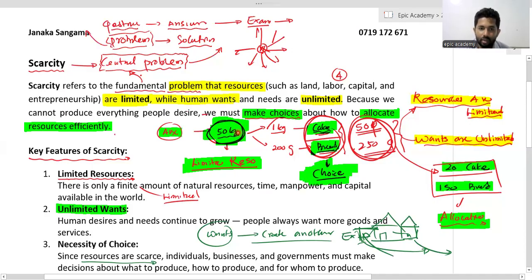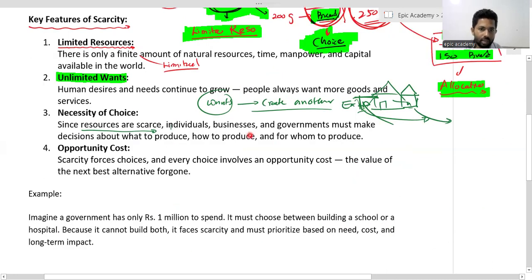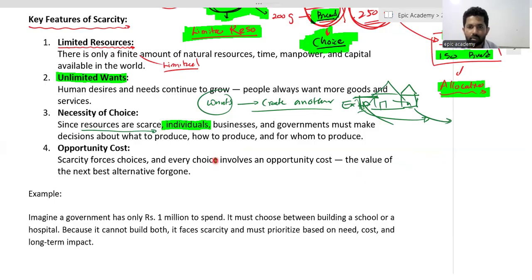If resources are unlimited, you can produce anything without considering anything else, isn't it? If you had an unlimited amount of flour, then you could produce anything. Unfortunately, you can't do it. So for an individual, as an example, just consider yourself. How much money do you have in your hand just now? It is limited, isn't it? Yes, it is limited.